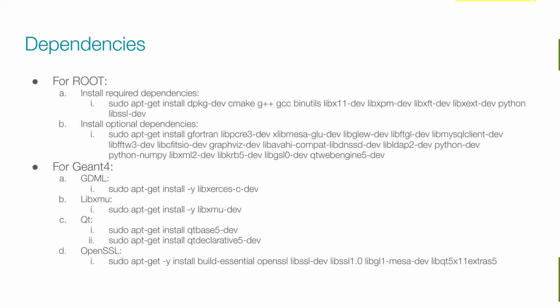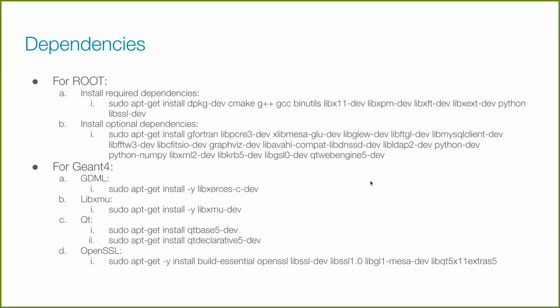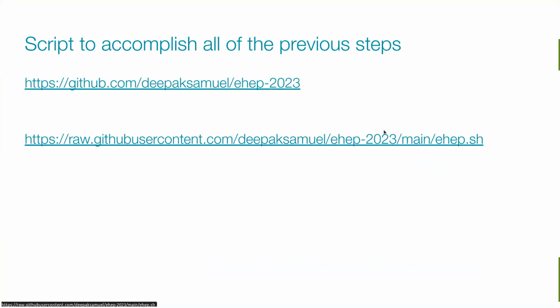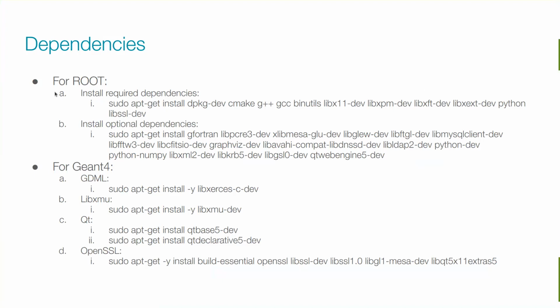Before you install root, or for that matter Geant4, there are certain dependencies that need to be satisfied, and that you have to install yourself. Here are the commands required for installing these dependencies. Once again, you don't have to memorize them; I'm just explaining what we will be doing. For Geant4, we need some extra libraries, like for GDML, and if you want to use Qt visualization, you need to install some Qt libraries, and also OpenSSL libraries.